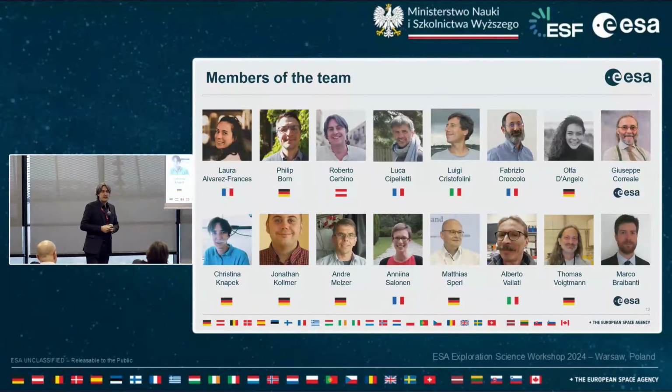Now, with this in mind, the team was formed by ESA, and the team is comprised of all these nice people. And by looking at this picture, we learn a lot of things. For instance, that people like Annina and Andre, maybe they have to put more recent pictures online because they are not very much updated. We learned that we don't have so many women.